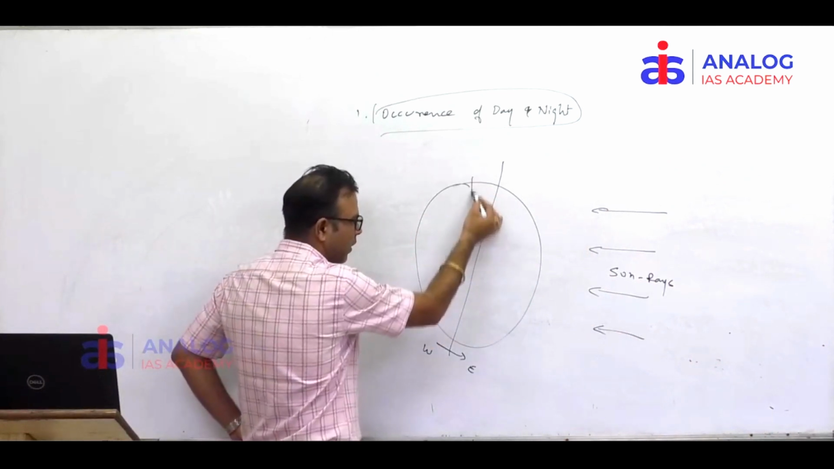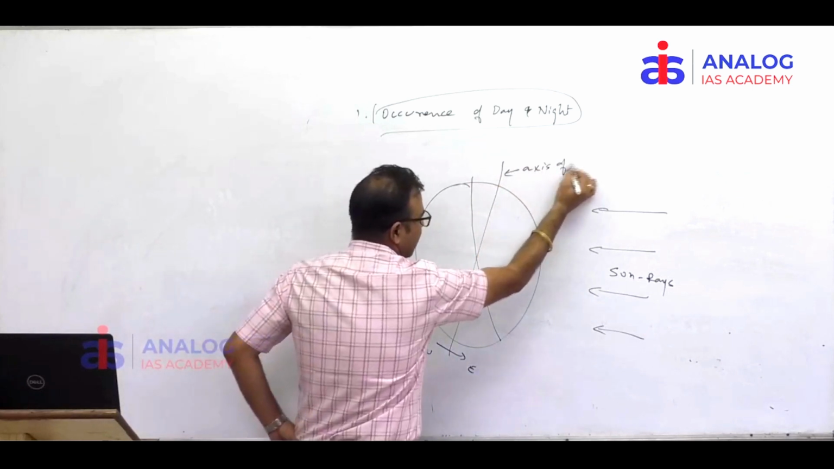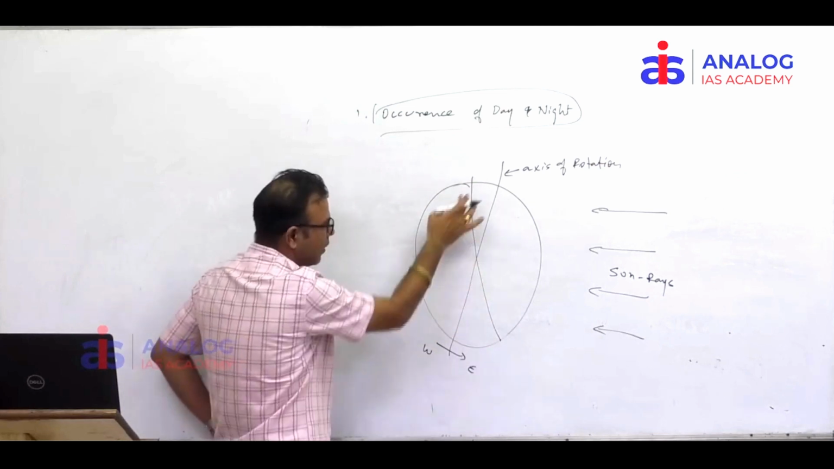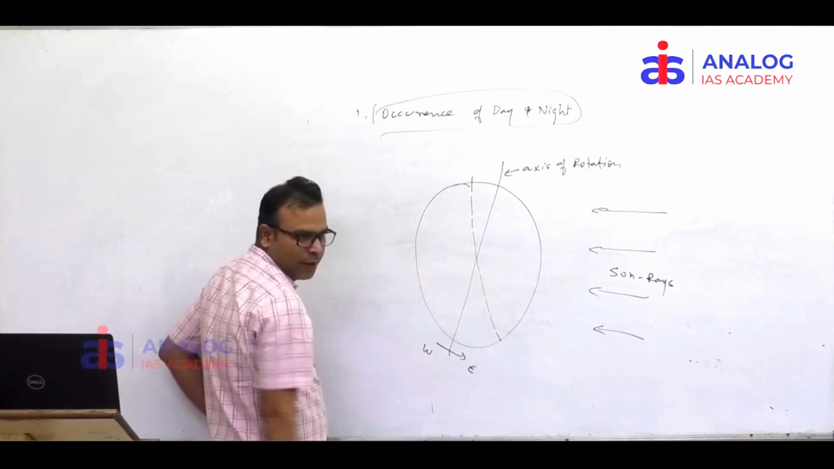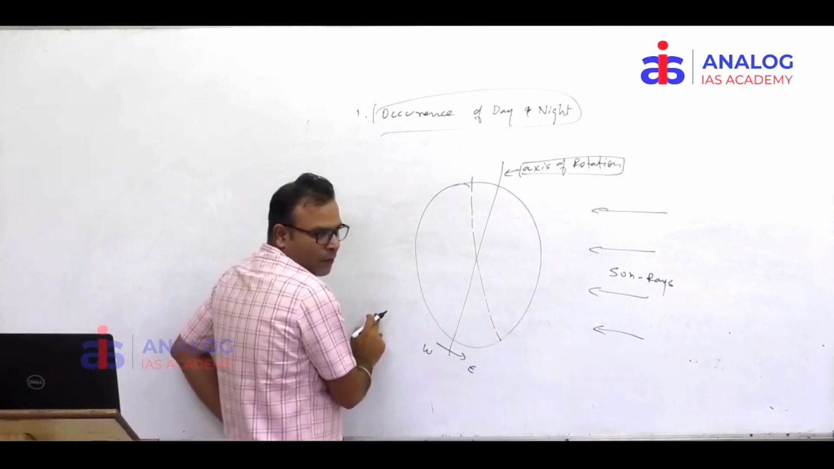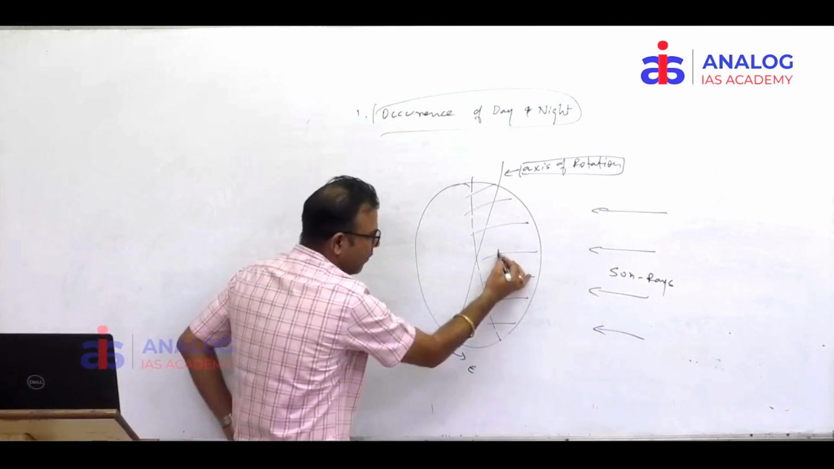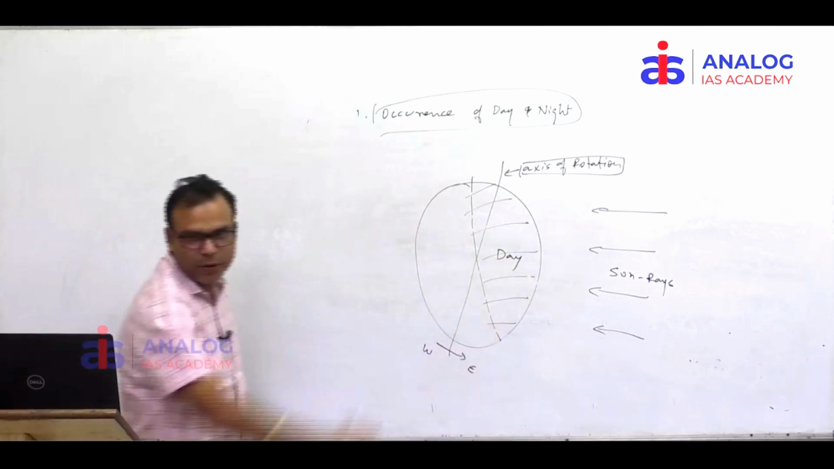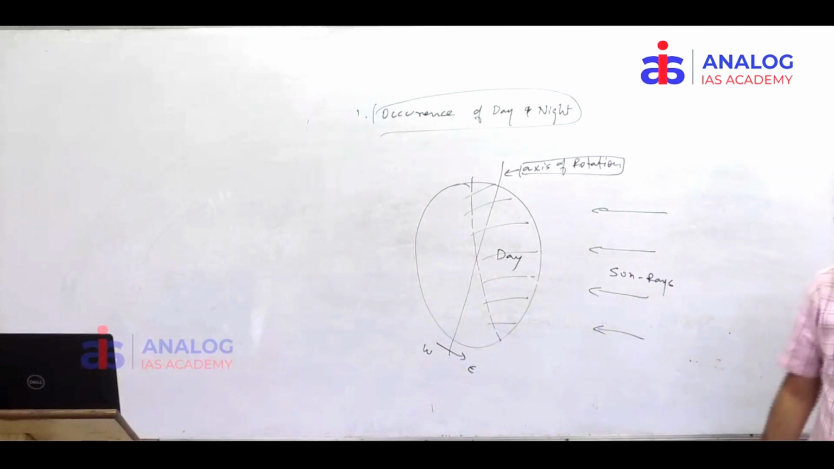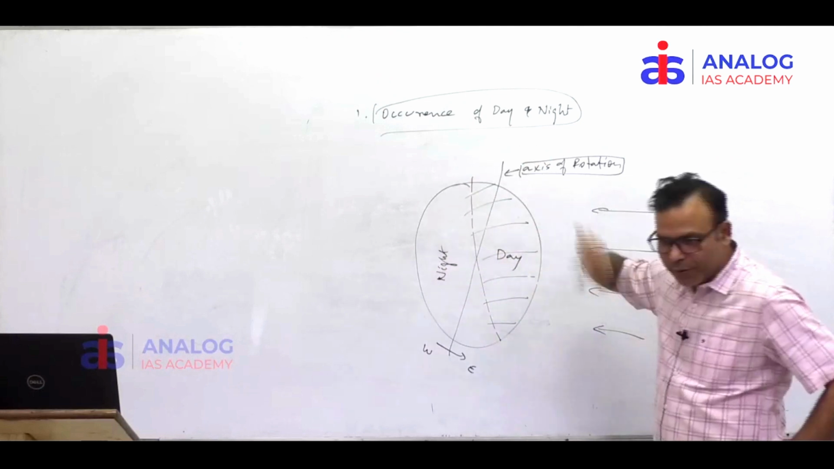So suppose this is the axis of rotation. This line, just make a dotted line, a different line. This line does not overlap with what? Okay, this shaded region is facing what? Sun rays. And this becomes which part of the earth? Day part of the earth. Half of the earth. Please make a different axis that separates day and what? Night part of the earth.